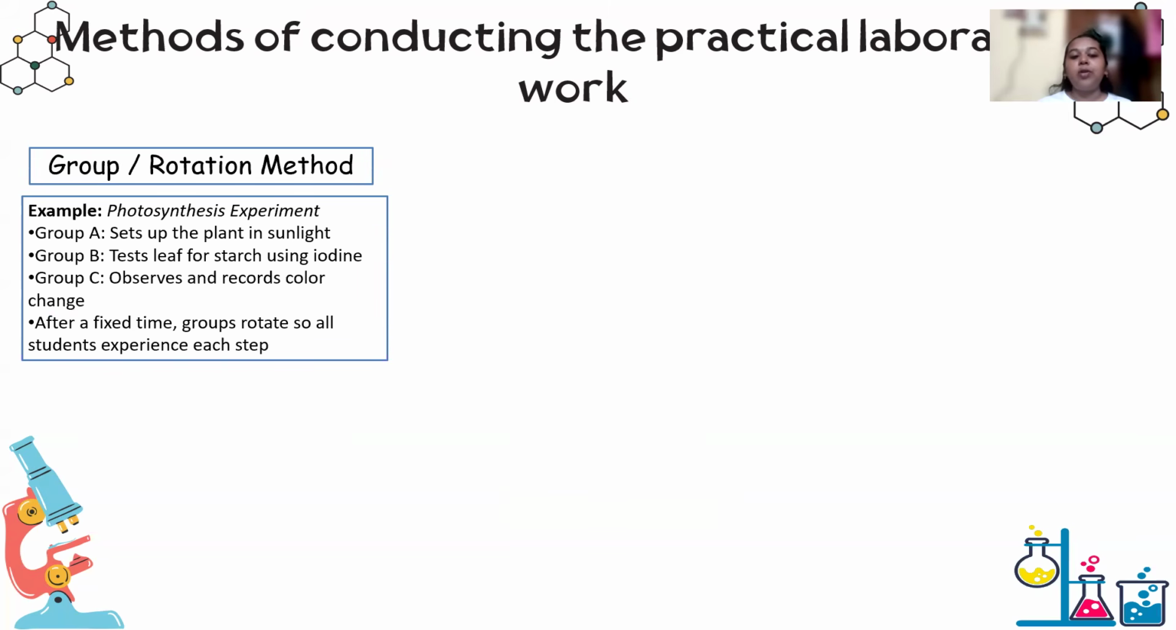For example, for the group rotation method, as I told you, if I have a class of 20 students, I divide them into groups of five, four groups. If I'm doing the photosynthesis experiment, Group A will set up the plant in sunlight. Group B tests the leaf for starch using iodine, and Group C observes and records the color change. After a fixed time, the groups rotate, so all students experience each step. This is the advantage of the group rotation method.